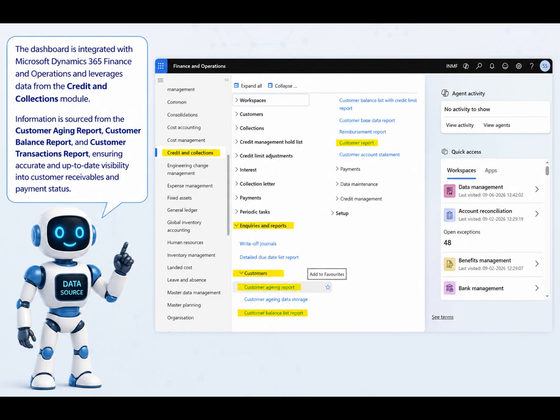The dashboard is integrated with Microsoft Dynamics 365 Finance and Operations and leverages data from the Credit and Collections module. Information is sourced from the Customer Aging Report, Customer Balance Report, and Customer Transactions Report, ensuring accurate and up-to-date visibility into customer receivables and payment status.